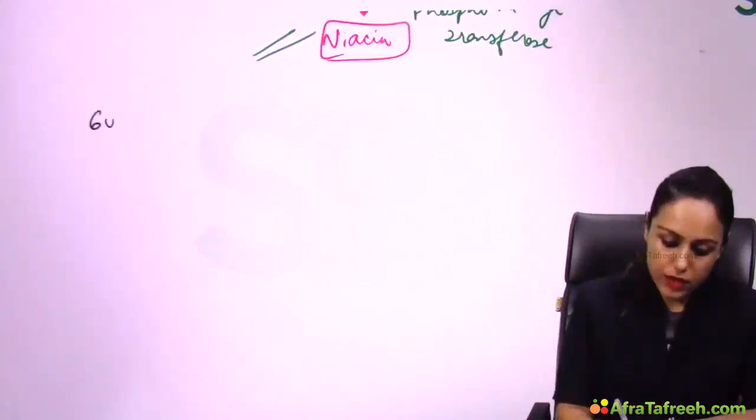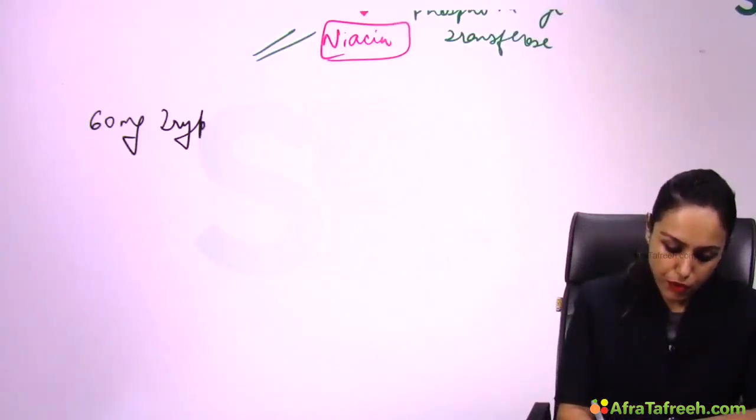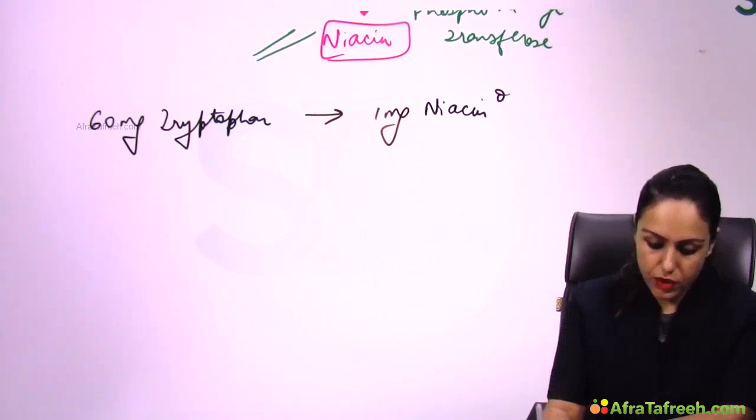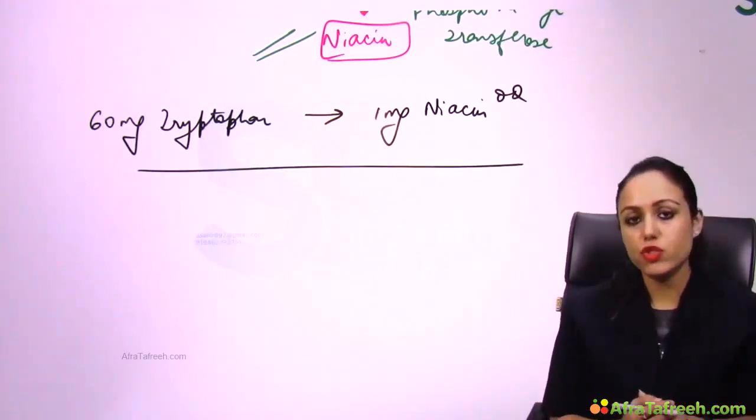And you know that 60 milligram of tryptophan is taken in body to make 1 milligram of niacin. This is very important, one-liner MCQ which can be asked.